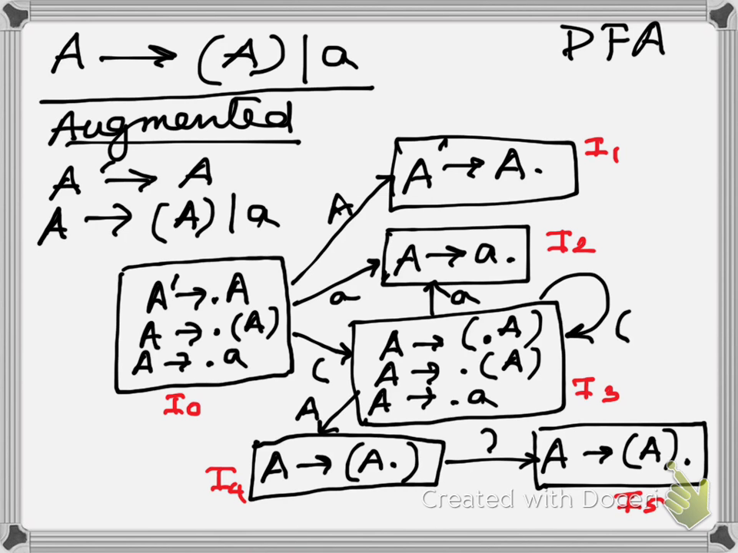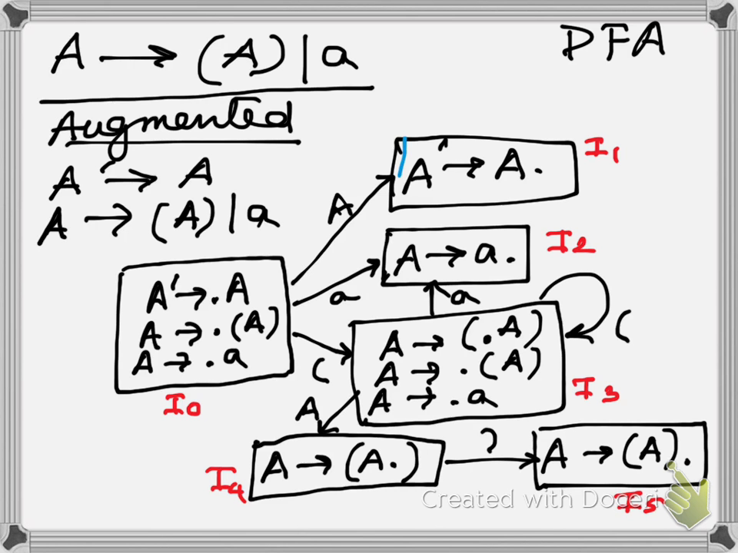Now, here in this DFA, I have 6 states. We have named them I0, I1 up to I5. Now, in any DFA, you know that there are certain states which are final states. So, in this DFA also, we have certain final states. The final states will be the ones which have the dot at the end. Remember what the dot means? The dot means that you have scanned everything that comes before the dot. So there is nothing left to scan if the dot is at the end.